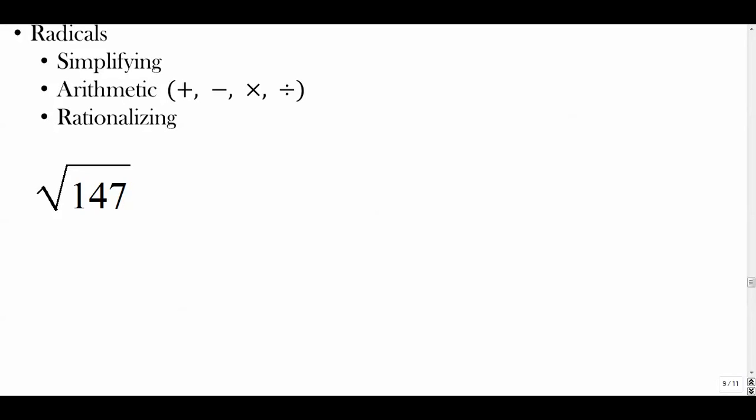Without a calculator, simplify this into its simplest form. And to do that, what you want to do is basically break that number up into factors. So we want to think about, all right, what numbers multiply together to get 147? Well, it's 1 times 147, of course. It's not even, so 2 doesn't work. Let's see if 3 works.